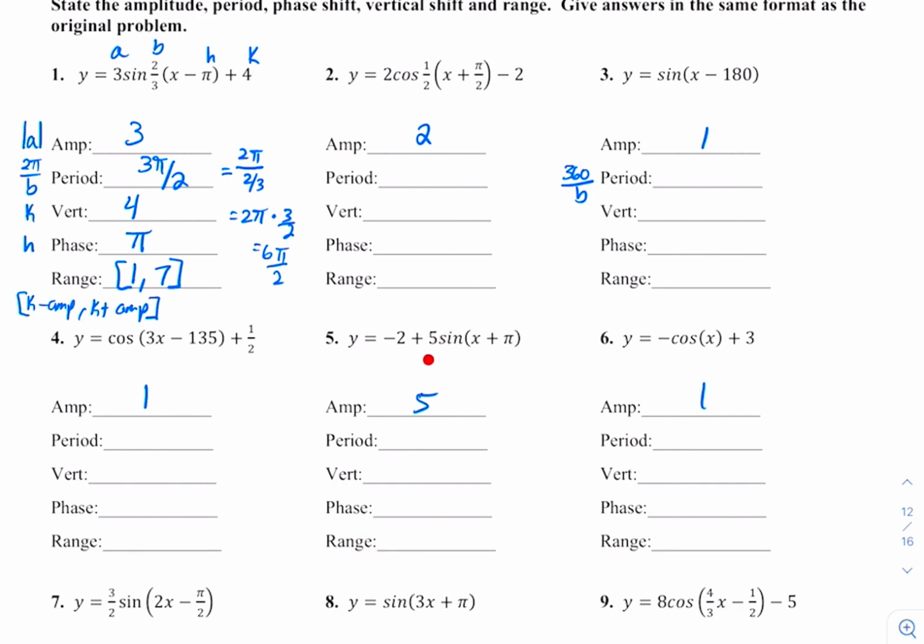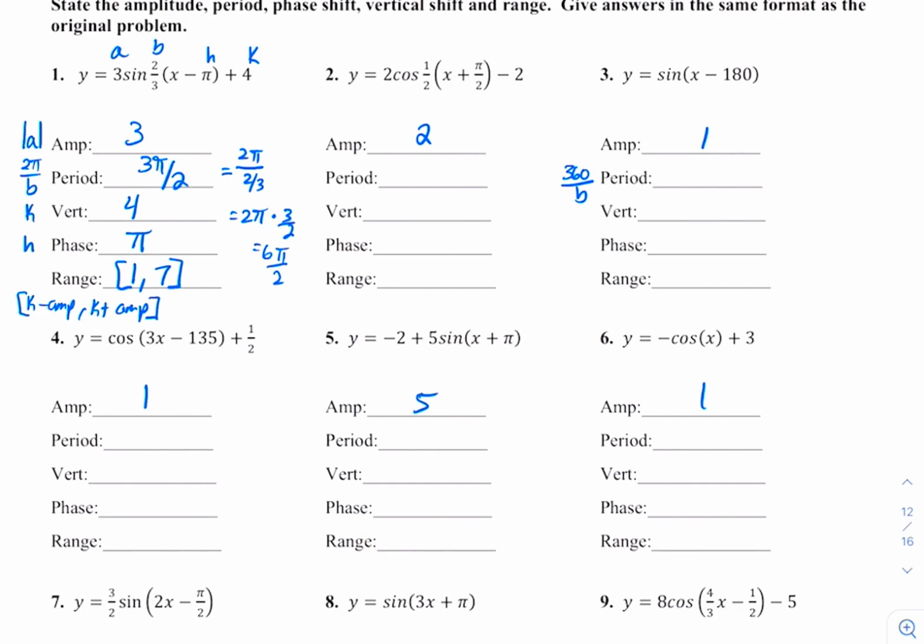So this is 1. Let's see, 5 and 1. Now on this one, my K value is over here, so this is not in the correct order. So we have to make sure that we're also paying attention to that. So your amplitude is always a number being multiplied to your sine or cosine function. Okay.